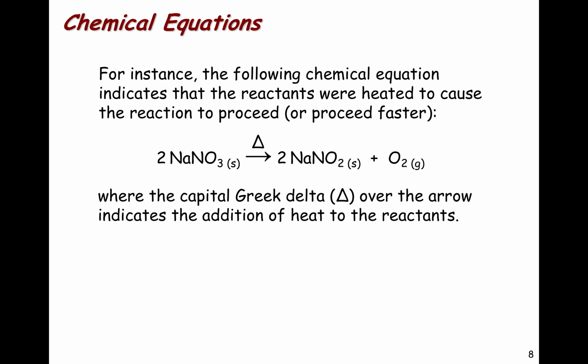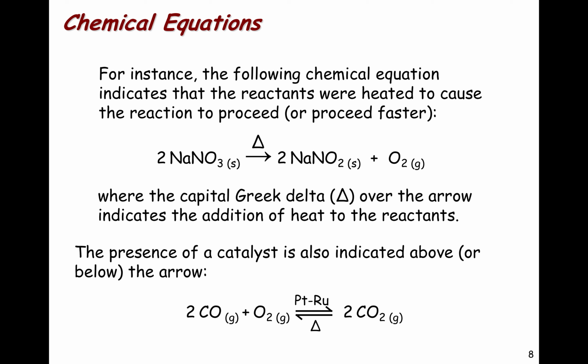In addition to the information provided in the chemical equation as we've discussed so far, there is sometimes additional information. In this case, we show a chemical reaction in which two sodium nitrates in the solid phase are then heated to produce two sodium nitrites plus elemental oxygen gas. The addition of heat is indicated by the Greek letter capital delta over the top of the arrow that you see here. So this is an addition of heat in this particular case.